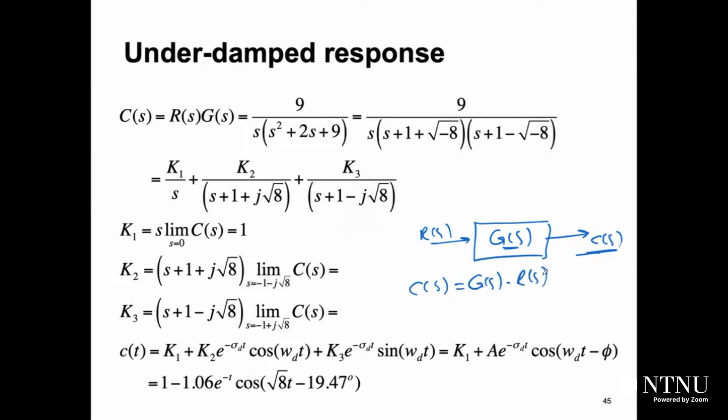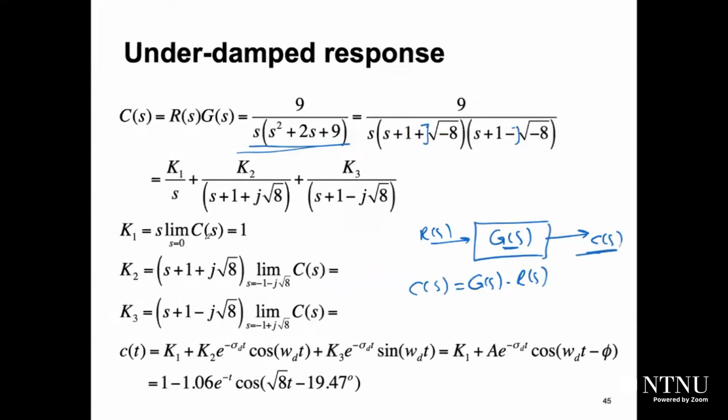For step input, R of S will be 1 divided by S. So the total C of S will be 9 divided by that part, right? These are complex conjugate poles, so it will be 9 divided by S multiplied by S plus 1 plus this one. In fact, we need to just J, right? This one also will be J, correct?